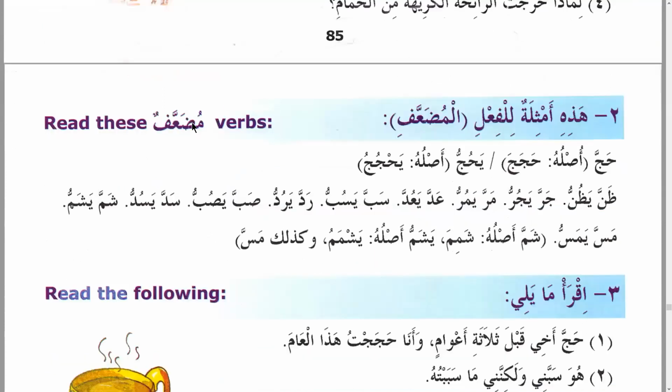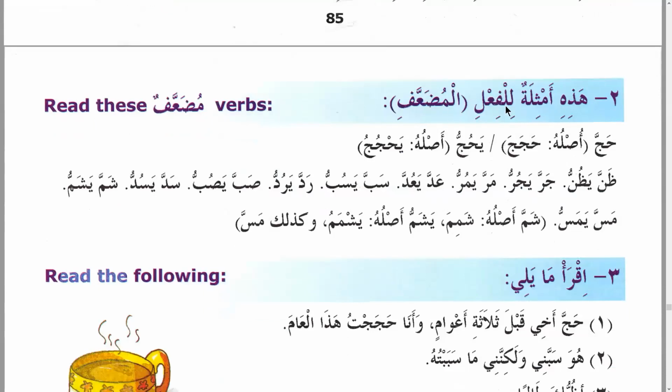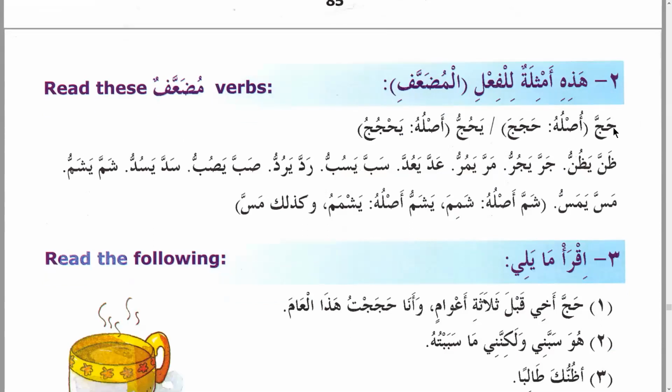Right, Muda'af. Read these Muda'af verbs. What are these Muda'af verbs? هذه أمثلة للفعل المضاعف. So he's giving all the examples of Muda'af, which we just saw, right? Hajja, hajja asluhu, its original form was hajaja. So you do idgham of the jims and it becomes hajja. And yahujju. We saw 2 babs till now, right? Bab nasara we saw, and we saw bab sami'a. These are the 2 common babs. Bab nasara is the most common, but sometimes you have sami'a also.